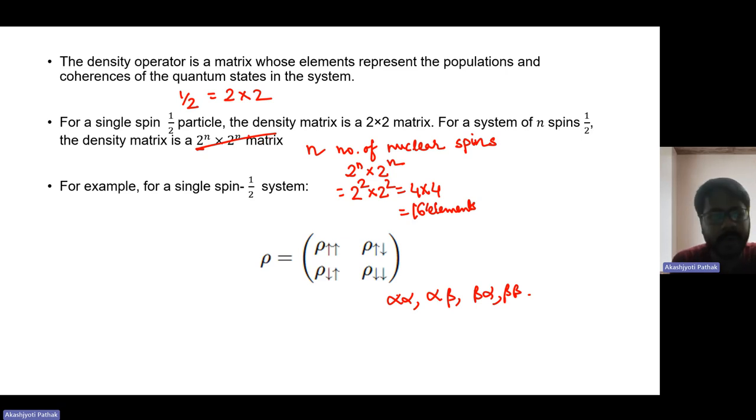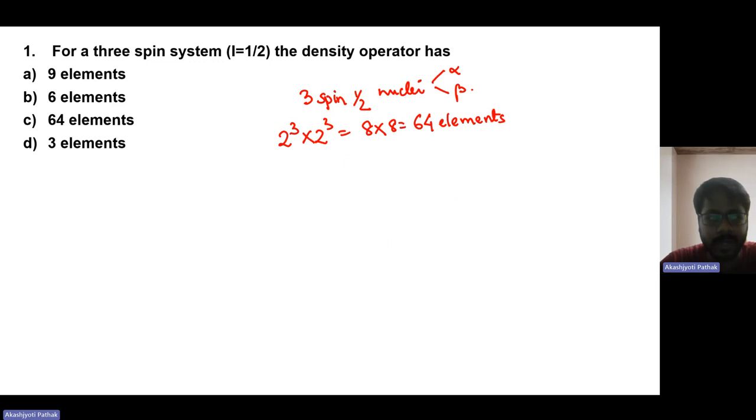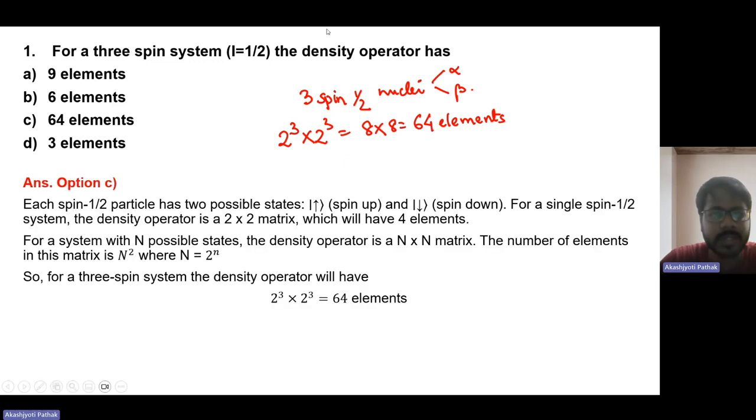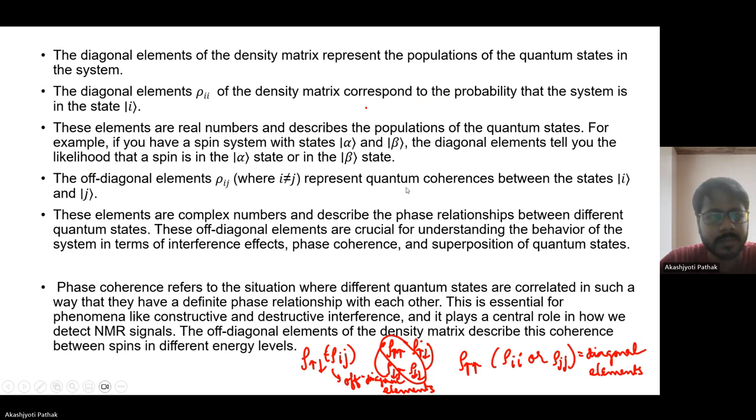Here n is the number of spin half nuclei, so that will give you the number of elements that you will obtain in the density operator. So we looked at this question. Then we looked at what will be the off diagonal elements and the diagonal elements.